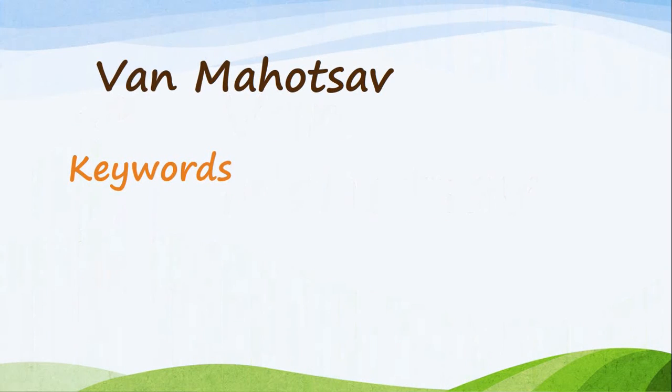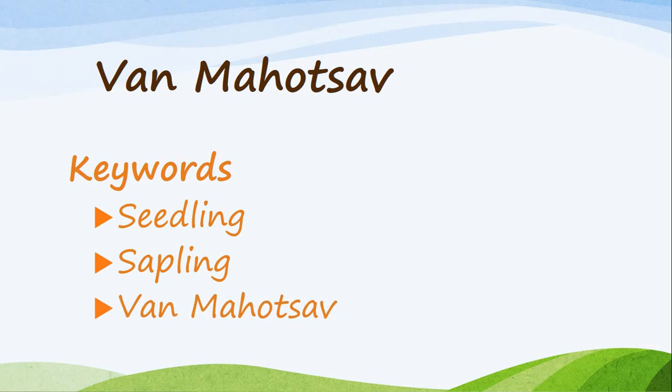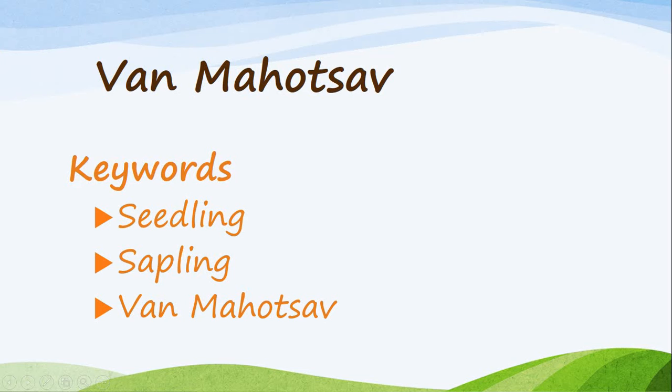Here are some keywords we will use in this topic: seedling, sapling, Van Mahotsav. Let's learn the pronunciation. Come on. Seedling, sapling, Mahotsav. I hope you learned the pronunciation of keywords.